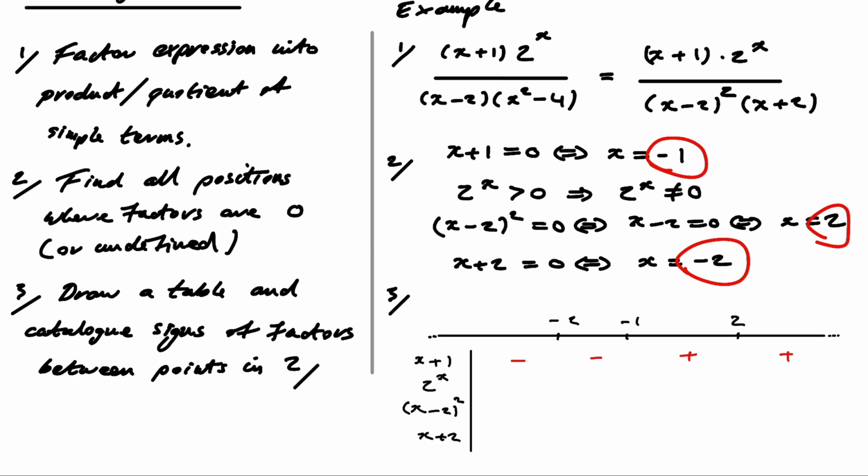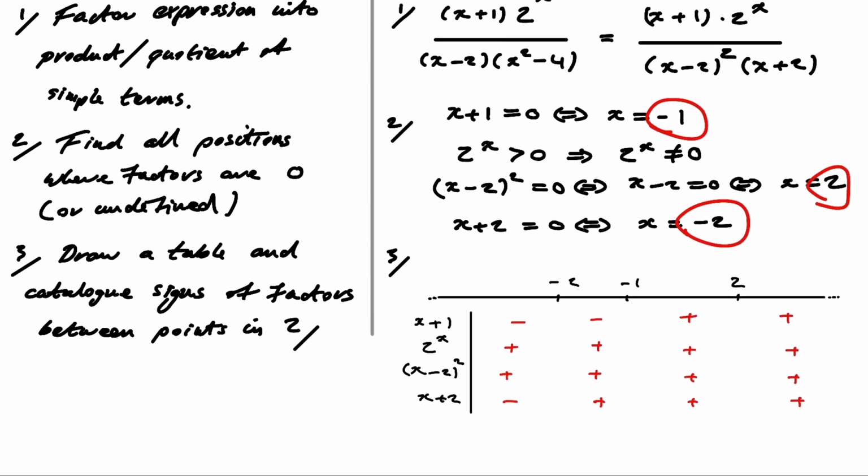Next, 2 to the x is positive everywhere. Brilliant. Just put positive all the way along. Next, x minus 2 all squared. It's a square, right? So it's always positive. Next, x plus 2. Well, it is 0 at minus 2, so it switches from negative to positive, and it's negative to positive because its coefficient of x is 1, which is positive.